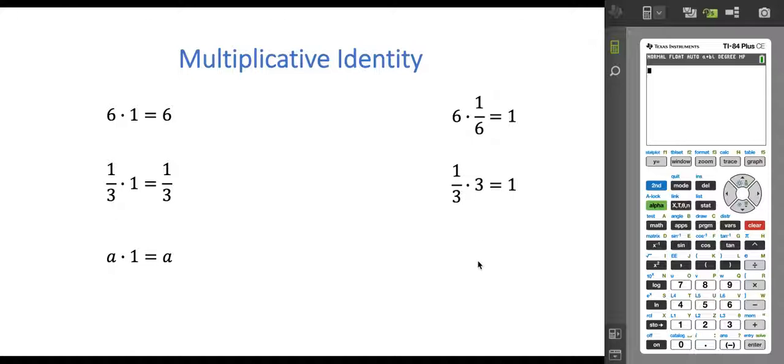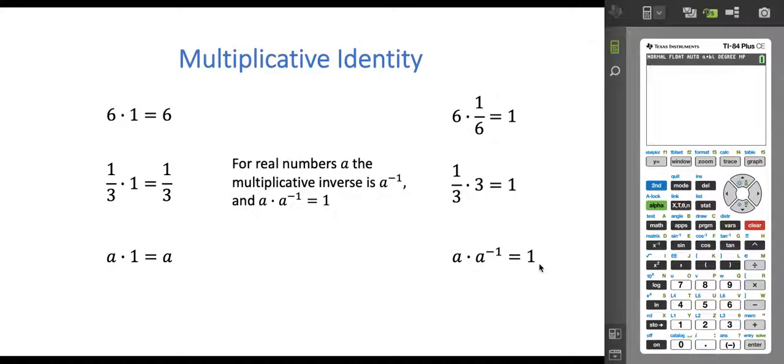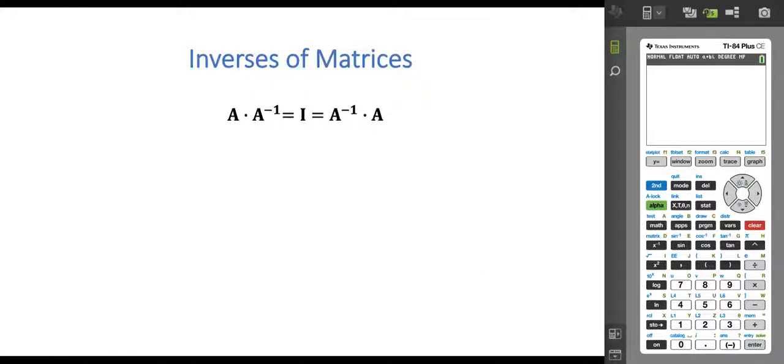And how do we write the reciprocal of a real number? Well, the way we write that is with this inverse. So A times A inverse is equal to 1. So for real numbers, the multiplicative inverse is always the reciprocal, and A times its inverse is always equal to 1. If you understand this screen, it is going to help you when we apply this idea to matrices.